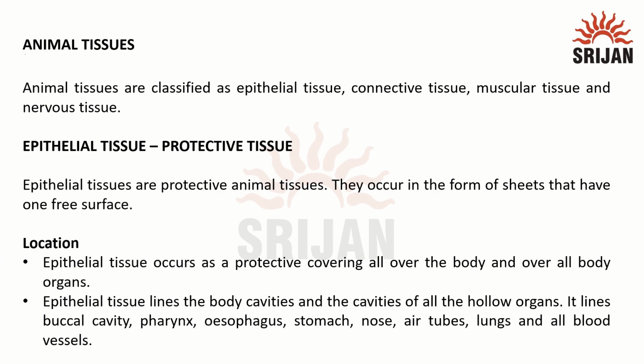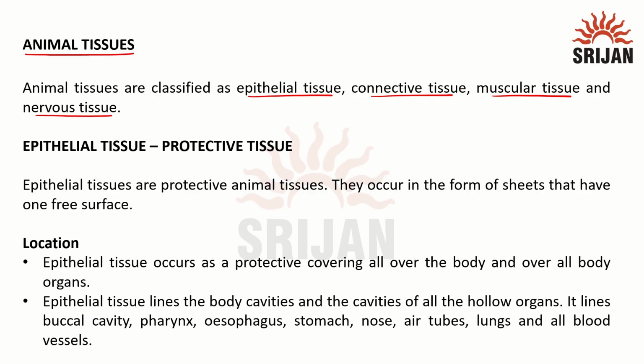In this video, we will learn about the animal tissues. Based on their structure, function, location, they are divided into 4 different types. First is the epithelial tissue, second is connective tissue, third is muscular tissue, and fourth one is the nervous tissue.